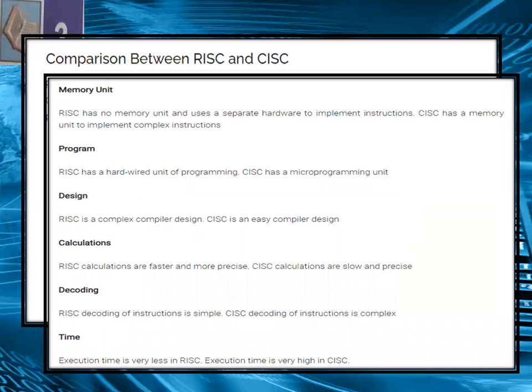We can differentiate between RISC and CISC on the basis of the following points. Memory unit: RISC has no memory unit and uses separate hardware to implement instructions. CISC has a memory unit to implement complex instructions. Program: RISC has a hardwired unit of programming. CISC has a microprogramming unit. Design: RISC has a complex compiler design, and CISC has an easy compiler design. Calculations: RISC calculations are faster and more precise. CISC calculations are slow and precise.